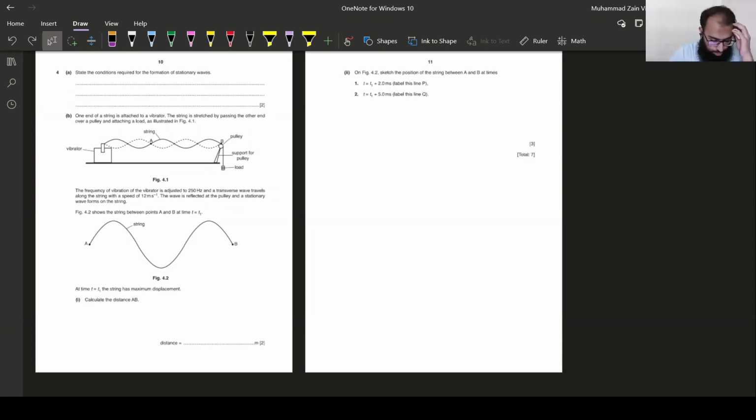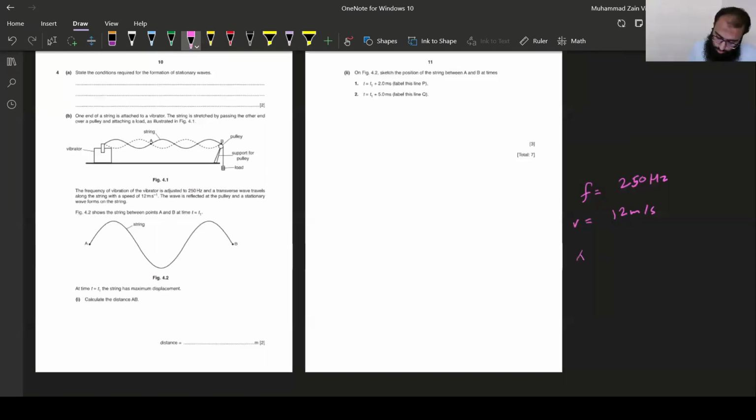Now figure 4.2 shows the string between points A and B at time t equals t1. And now at time t equals t1, the string has maximum displacement. Calculate the distance between A and B. So how do we do this? The very simple way to do this is first we see what information we know. We do know the frequency of the wave, which is 250 Hertz. And with the frequency, we also know the speed of the wave, which is 12 meter per second.